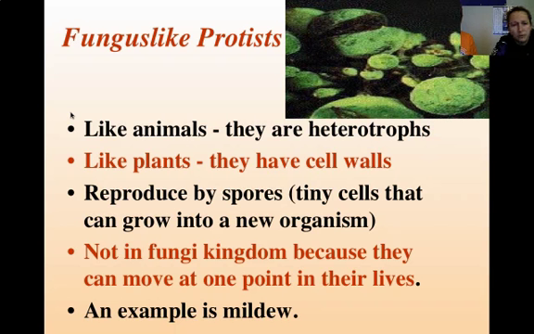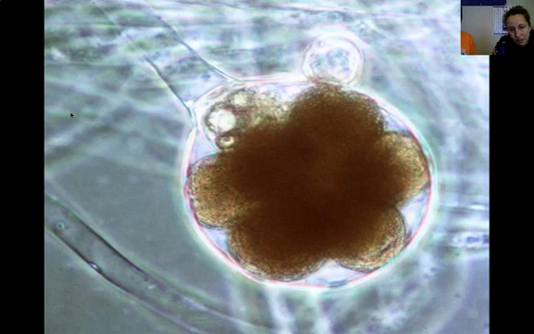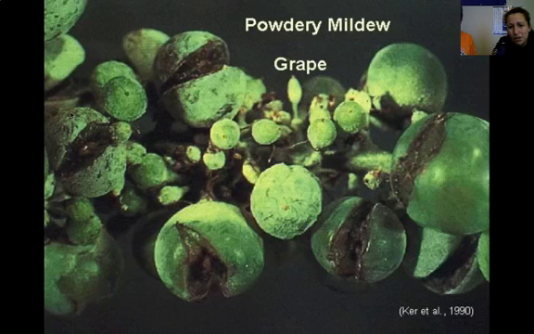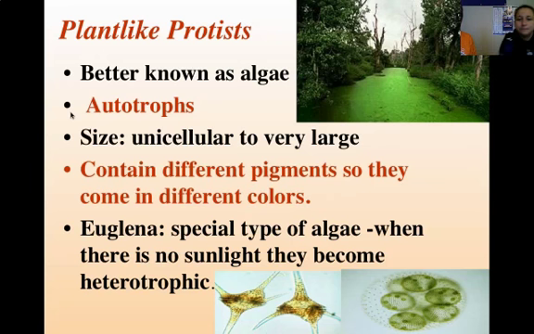Here's another picture of a fungus-like protist, and another one. This is a microscopic image of it, and another one just in natural habitat. This one's on a bunch of grapes, a powdery mildew grape. So again, this is something that you could see in your own refrigerator.